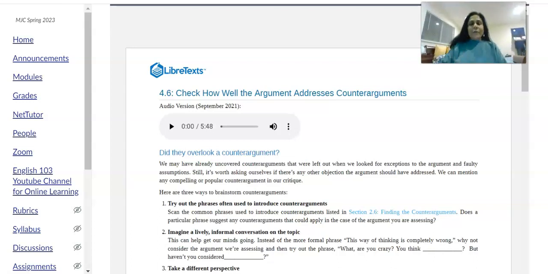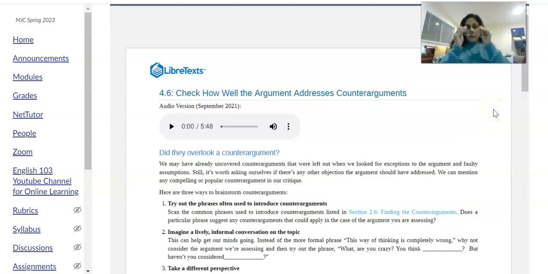Hi, students. A couple of important points to observe in this chapter: check how well the argument addresses counterarguments. This is something you must be very observant of when you read an argument. At the same time, you need to be conscious of how well you are addressing counterarguments when you write your own papers. When we read, we need to be able to detect certain things. When we write, we need to be cautious of certain things.